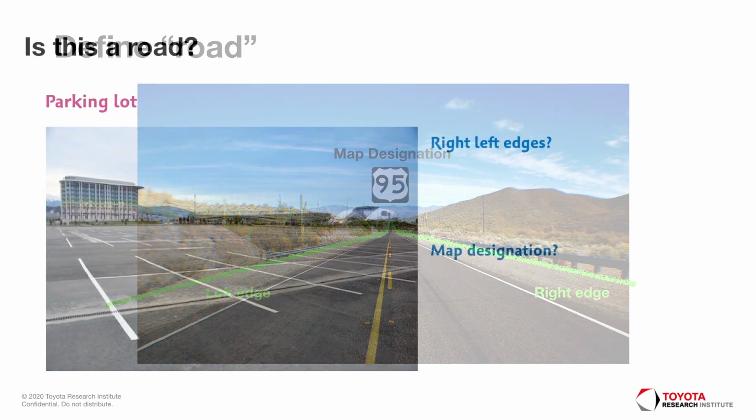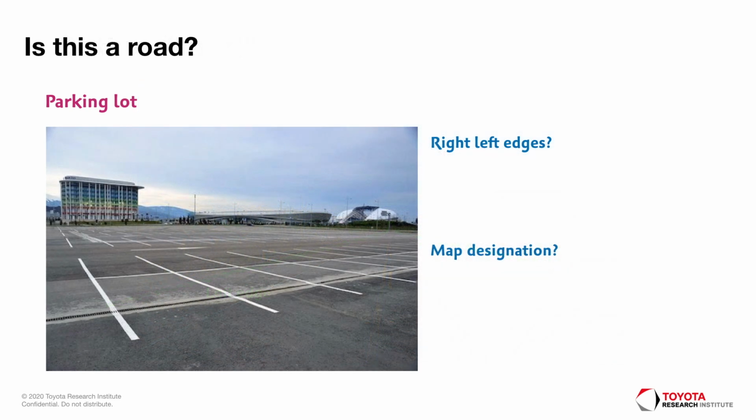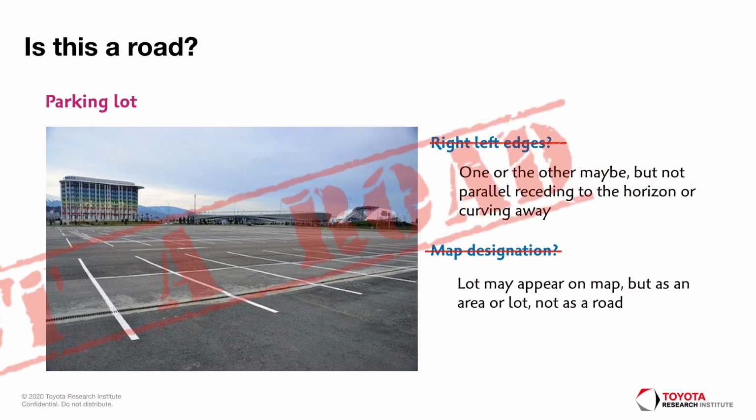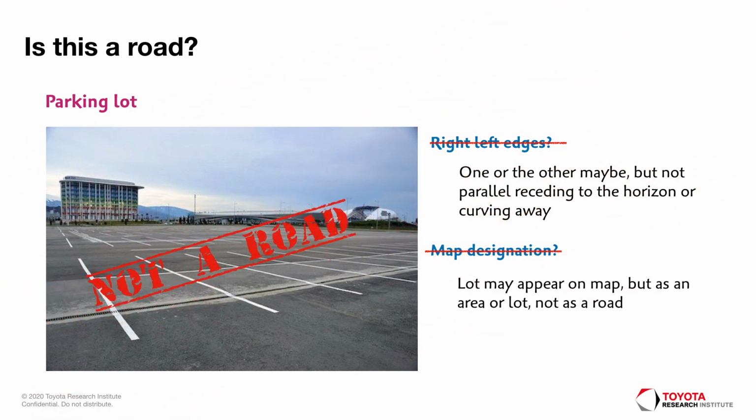To firm up our road definition, let's examine some driving surfaces that do not fit that definition and are therefore not roads. Here we are driving in a parking lot somewhere. We do not see any roughly parallel left and right edges. More importantly, we do not expect to find them in this context. Now, we might find our parking lot on a map, but it won't have a road name. So a parking lot is not a road, at least as far as our model is concerned.